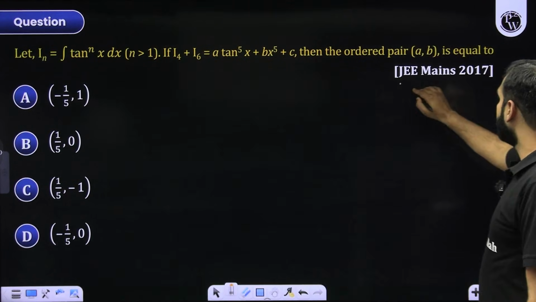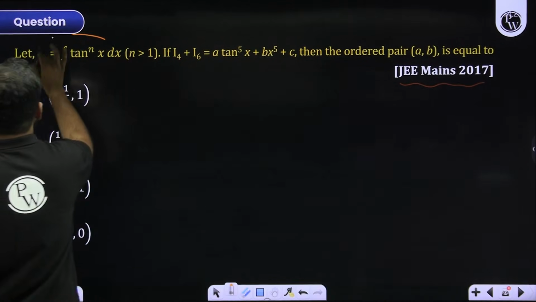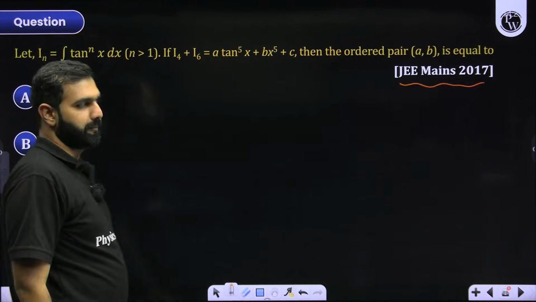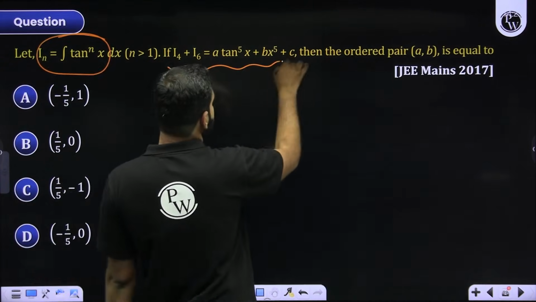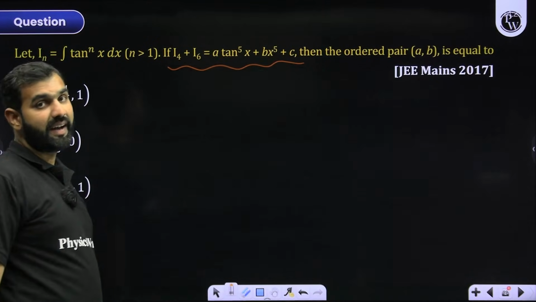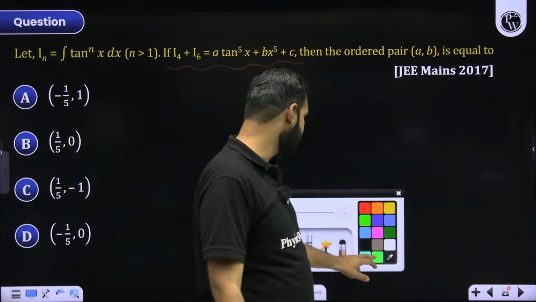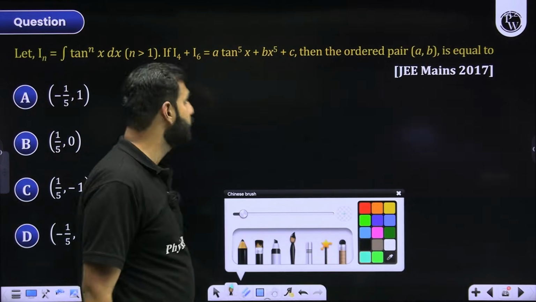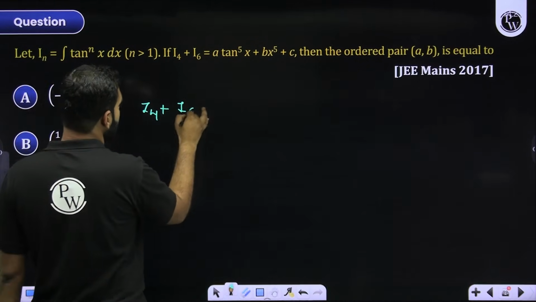This example was asked by JEE in 2017. What does it say? They are defining tan x to the power n as In, where n is greater than 1. And then they are saying that I4 plus I6 is this. Then find the value of a comma b. Okay, let us write I4 and I6. Then we'll try working out what should be the value of that. So I4 plus I6 is what I'm starting to work upon.